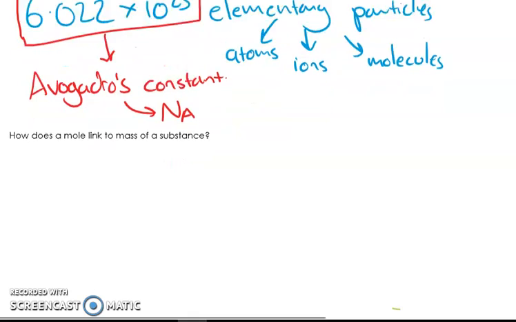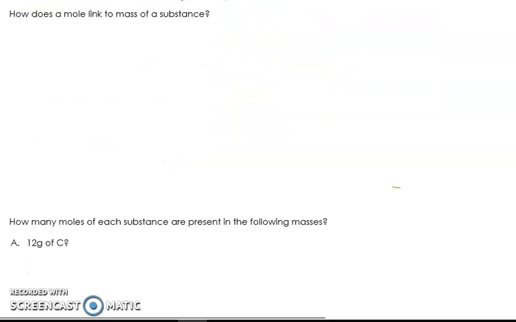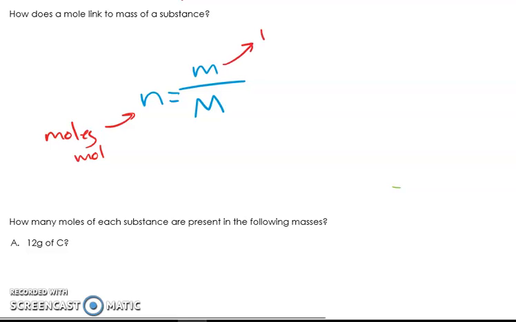So, how can we link the mole to the mass of a substance? There's an equation we use, which is n equals lowercase m over capital M. In this equation, n stands for the amount in moles, which we give the unit mol. The lowercase m is the mass of the substance we're interested in, which is in grams. And the capital M is the molar mass of a substance, which has the unit grams per mole.